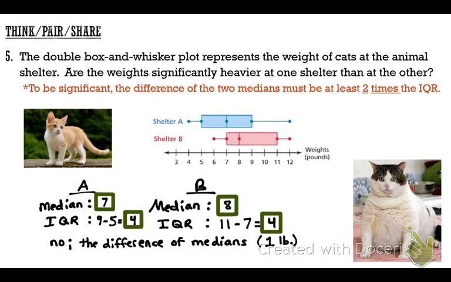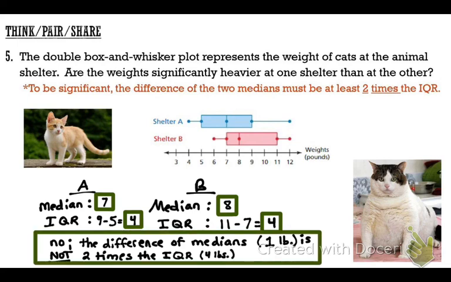Is the number 1 2 times the IQR? What's our IQR? 4. The difference of the medians, 1 pound, is not double the IQR. So this would not be considered significant.